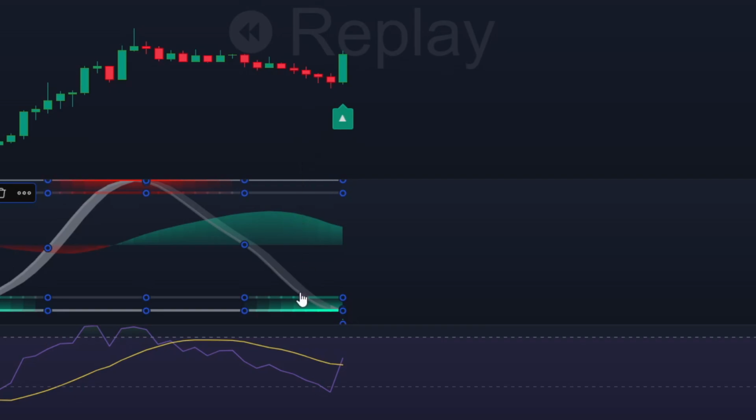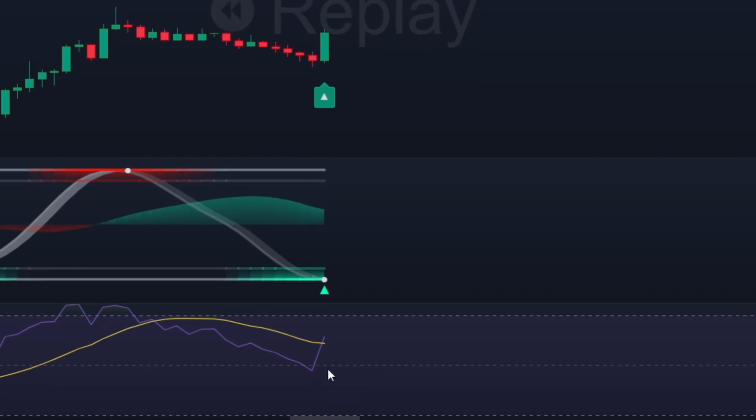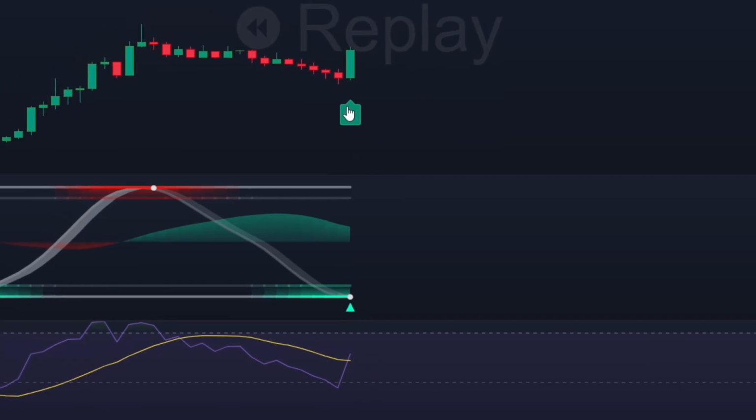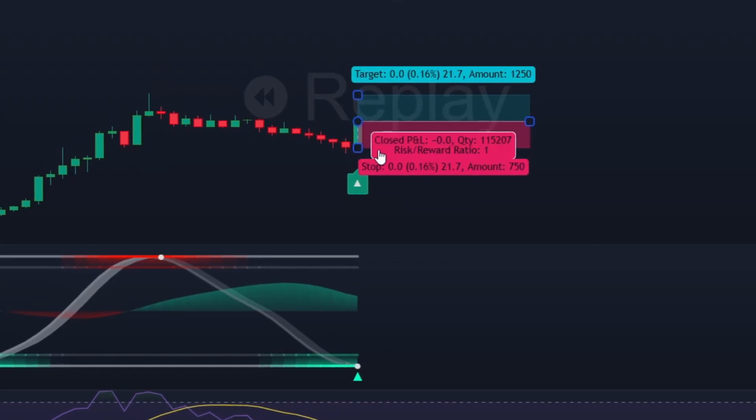So, for a buy setup, we want the oscillator to give a buy signal in the oversold zone. The histogram must be green, as we can see over here, and the RSI must be above the center line. You can easily spot the center line. It is this one. So when all three conditions are fulfilled, the buy signal is confirmed, and we can enter at the next candle open.